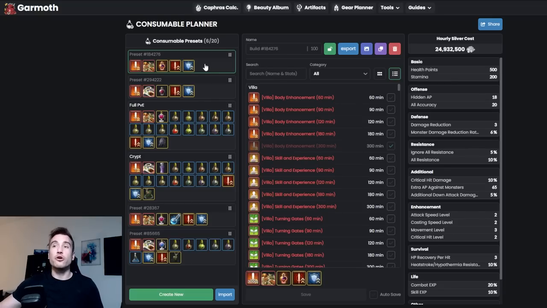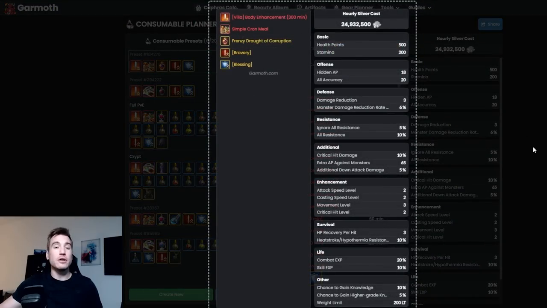This one right here is your cookie cutter set that you're looking for whenever you're going out and grinding. You got your Villa buff, it's extremely good, you should get it. A Simple Cron Meal and then a Frenzy Draft. Getting the Corrupted Frenzy Draft gets you 5 more AP. It's definitely worth it, whether you can make them yourself or just buy them.